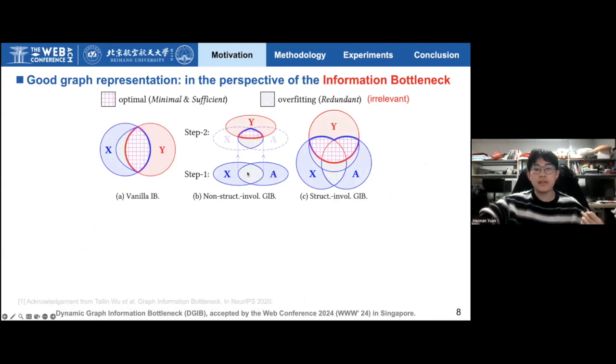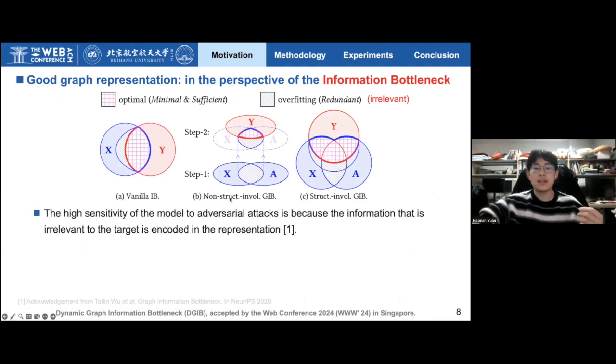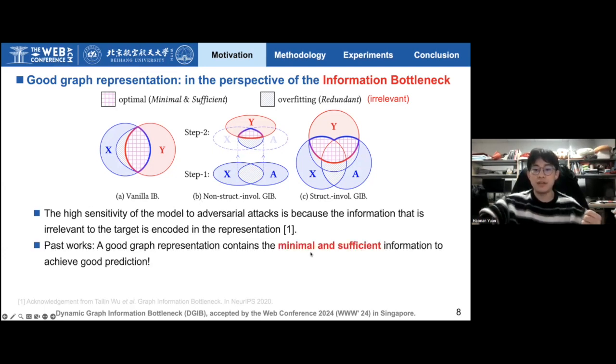So in summary, all the three types of the IB models can be represented by the following three Venn diagrams. So the analysis of the existing work indicates that the existing GNNs are highly sensitive to adversarial attacks because the information that is not relevant to the task objective is encoded into the latent representation. So using the information bottleneck as the optimization goal to constrain the learning behavior of GNNs can make the learned graph representation contain the minimal and sufficient information and can achieve a good prediction.